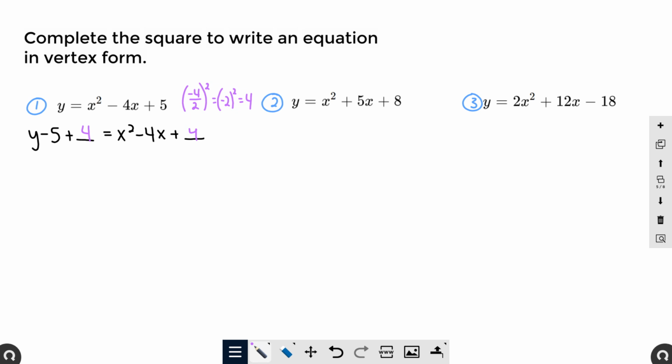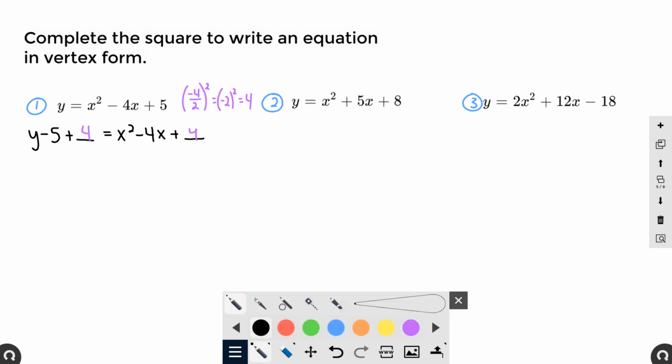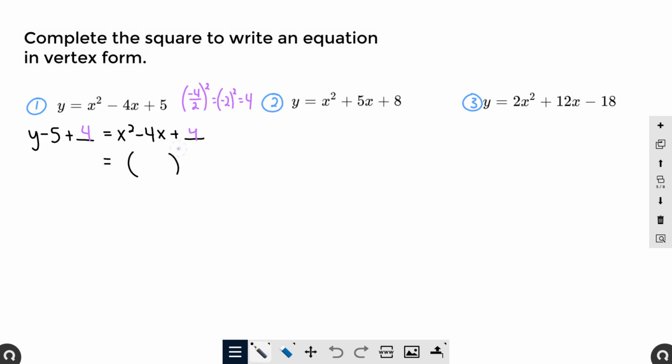Then what was our next step after we added? Factor. That's right, we've got to factor. So now our factoring is going to be on this side. It's going to be something squared. What's going to be in that something? X minus 2. That's right. Half of 4 is 2. Square root of 4 is 2. So you can go either way with getting that number. And then on the right side, we combine like terms. The y is going to stay, but we're going to combine these two to make negative 1.